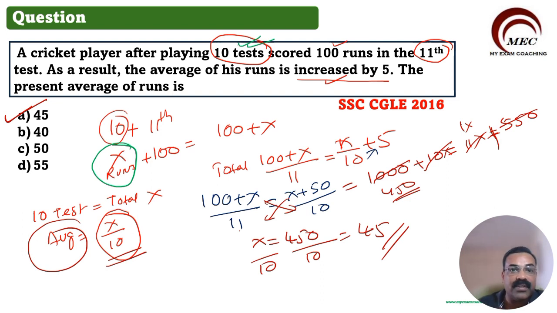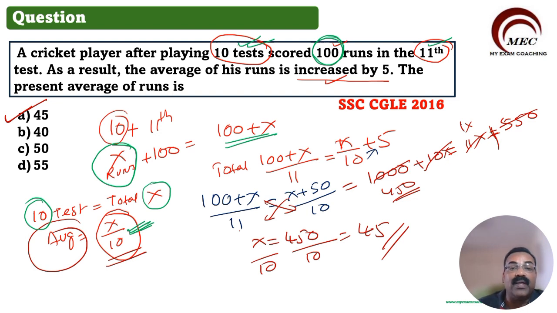And in the given question, it is given that in the 11th test, he scored 100 runs. So the total will be 100 plus X. For the first 10 matches, the average will be X by 10, because the total run is X and the total number of tests will be 10. So this is the average. This is what we need to find out. But we don't know the value of X.